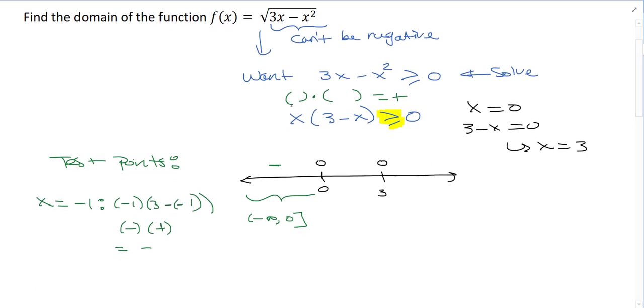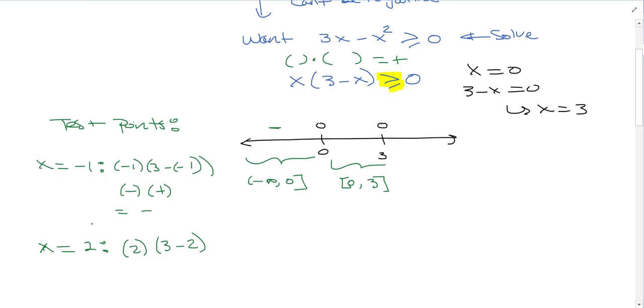And now pick a test point in the next interval. This is the interval from 0 to 3. Since I am including, I have the equals. If this function had the radical in the denominator, then I would not include those values. So 0 to 3, pick something in there. Let's pick 2 and do the same thing. So x times 3 minus x. x is 2, and then 3 minus 2. Now you're going to have a positive times a positive, which is positive. So I do want that. So I will shade here. We can shade right away.